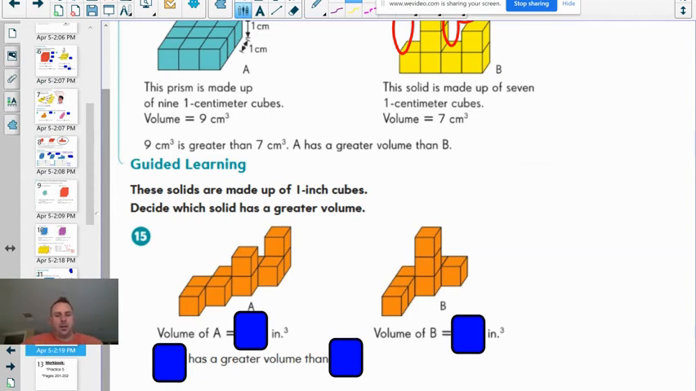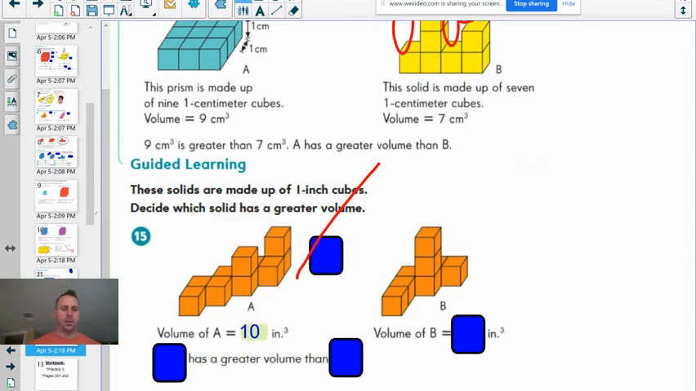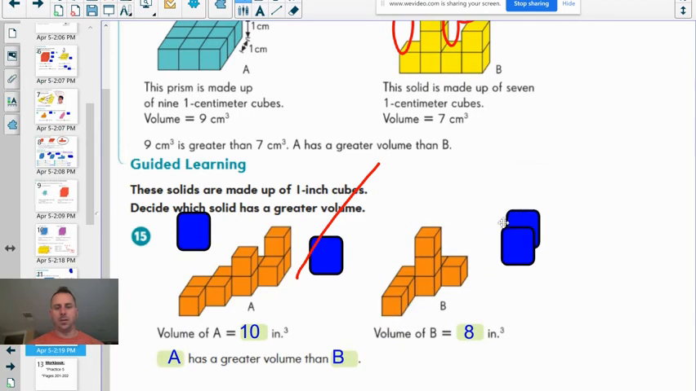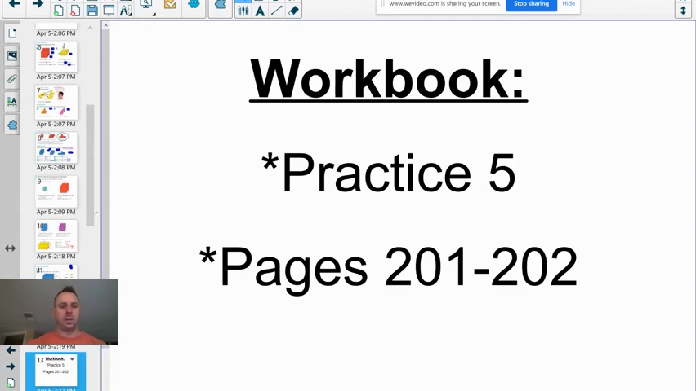All right, now take a look at number 15. Try to decompose those, maybe break them into unit cubes or shapes and parts, and try to determine which has the greater volume. Pause it right here. Okay, so, whoops. First figure had a volume of 10 inches cubed. Second figure had a volume of 8 inches cubed. So you would say A has a greater volume than B.